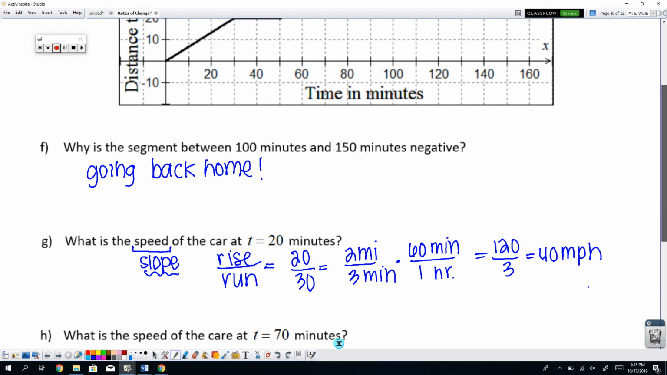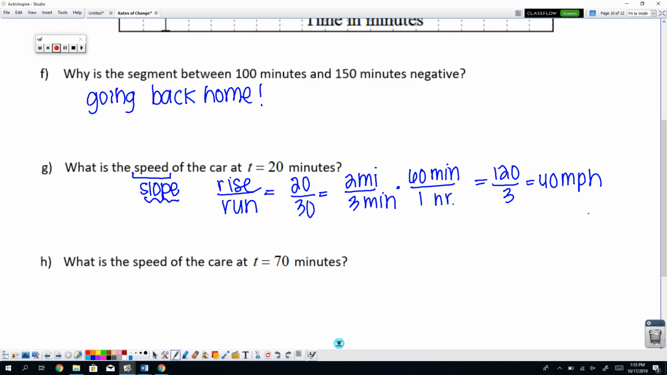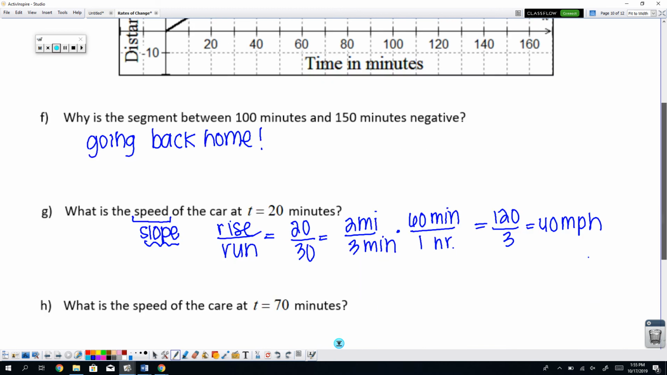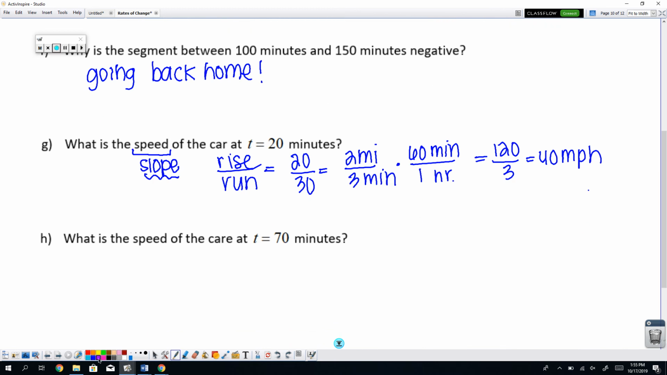Okay, so now they ask us, what is the speed of the car at 70 minutes? So if you look at the graph, at 70 minutes, the slope is actually identical to what we just did. So I'm going to write C above, and then I'm going to write that it's 40 miles per hour.